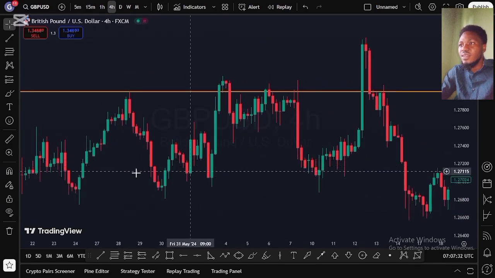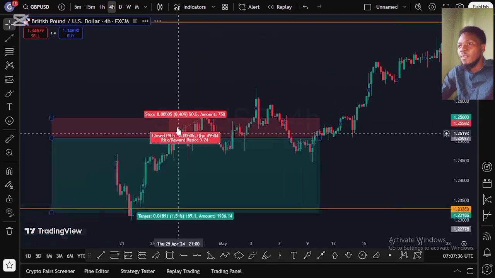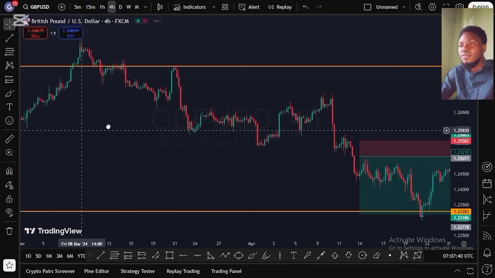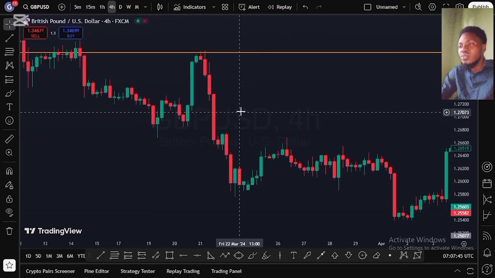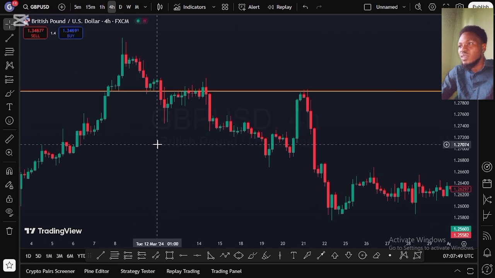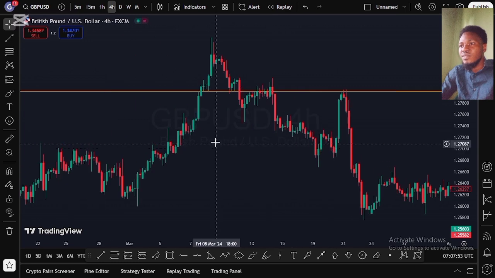Okay, so let's look for an inverted hammer on a key level. I saw one, but I'm not really convinced about that one, which is this one right here. I'm not really convinced. Let's go more.